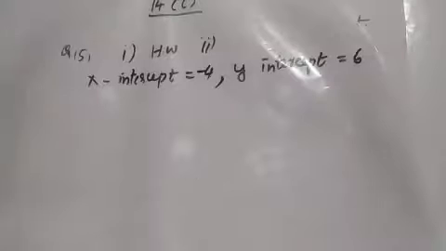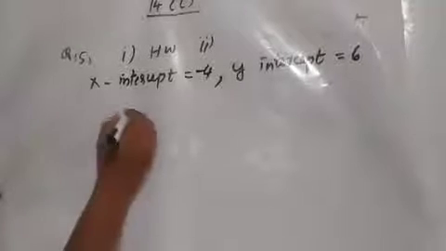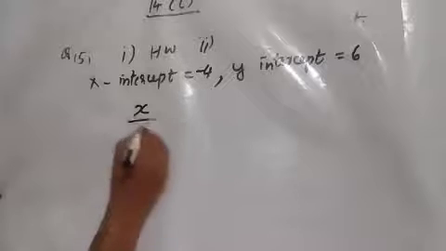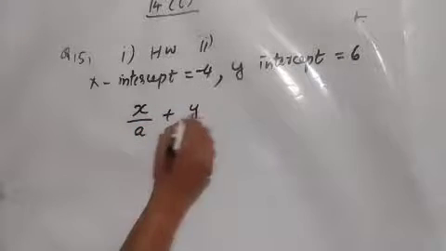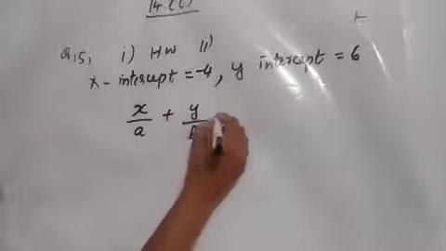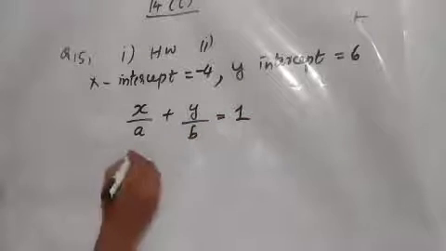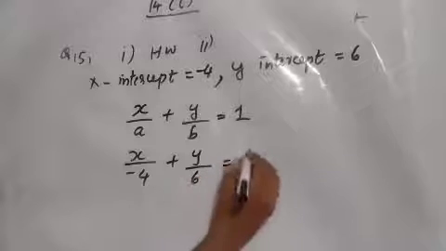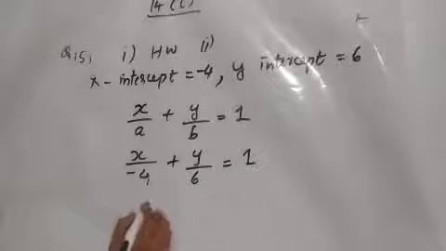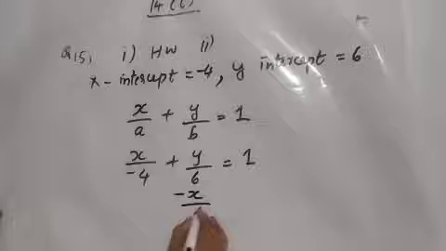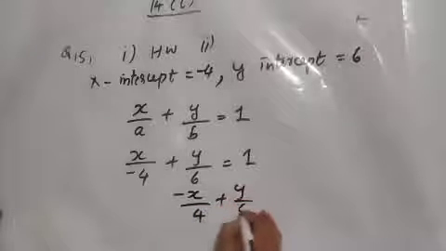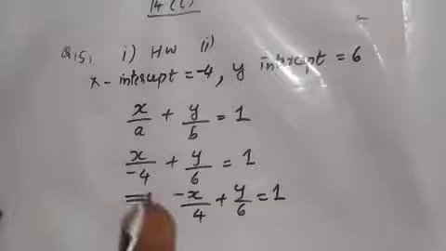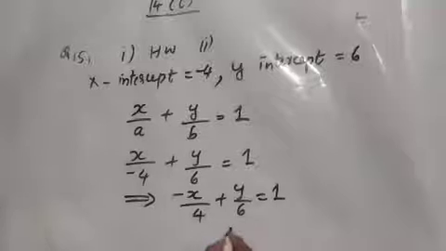Okay. Question 15. First one, homework. Second question: x-intercept is minus 4 and y-intercept is 6. How can we frame the equation? Yes, x by x-intercept plus y by y-intercept is equal to 1. That is x by minus 4 plus y by 6 equals 1. Okay, let us take the LCM. Here you can write minus x by 4 and y by 6 equals 1. LCM is 12.